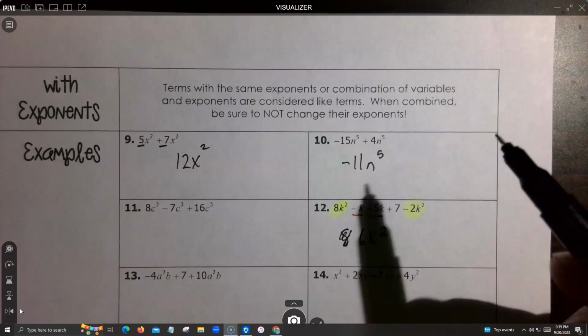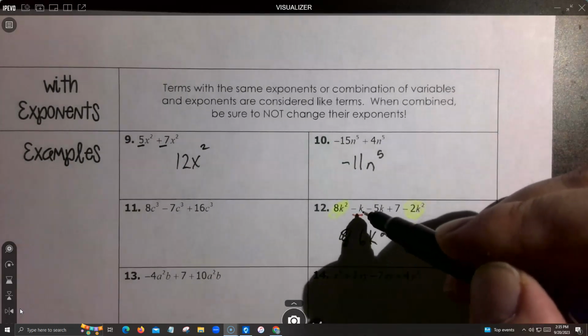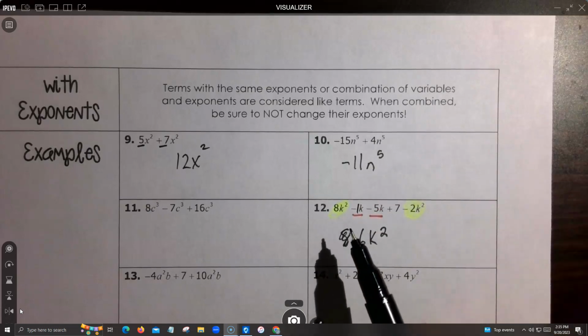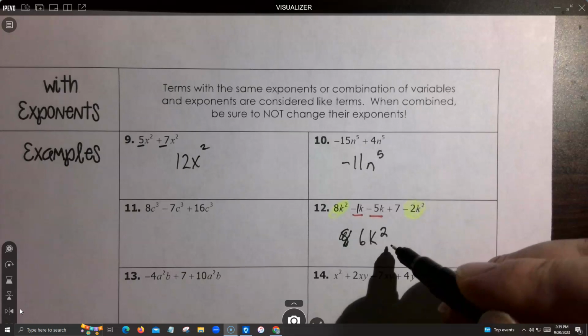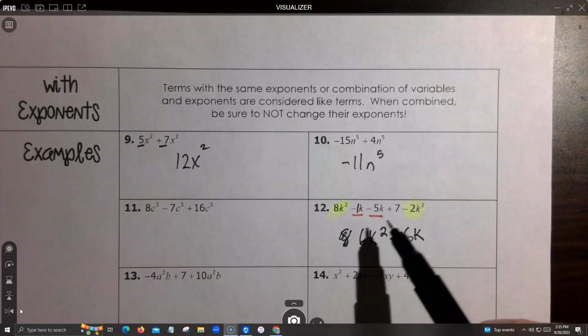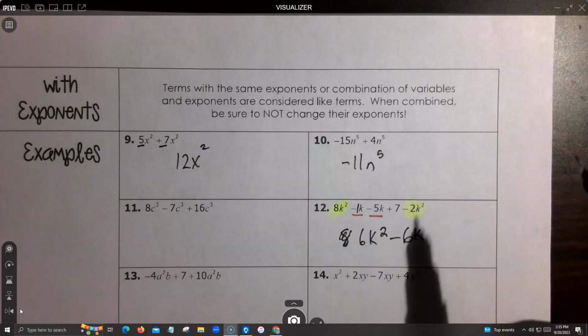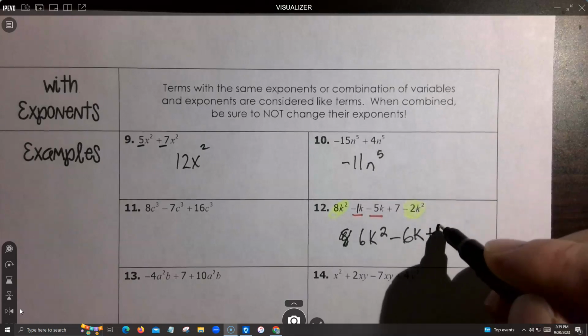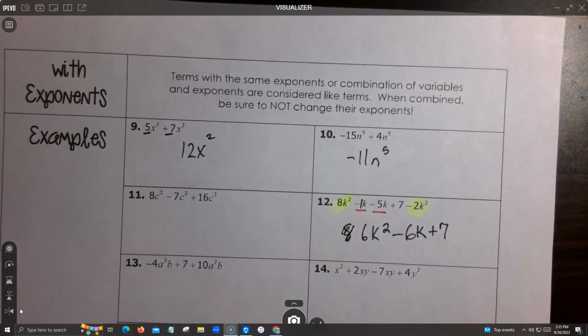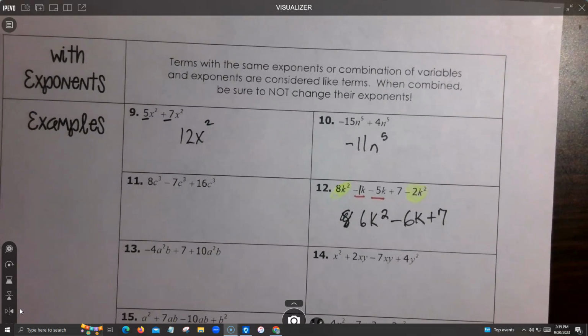Now I've got some k's. Remember, if you don't see a number in front of the letter, it's a 1. So this is negative 1 and negative 5, which is negative 6k. I don't have any other constants other than the 7, so I just tag it on. Plus 7, and I'm done with the problem. So the k squareds are different from k's, which are different from no k's. So we keep them all separated.